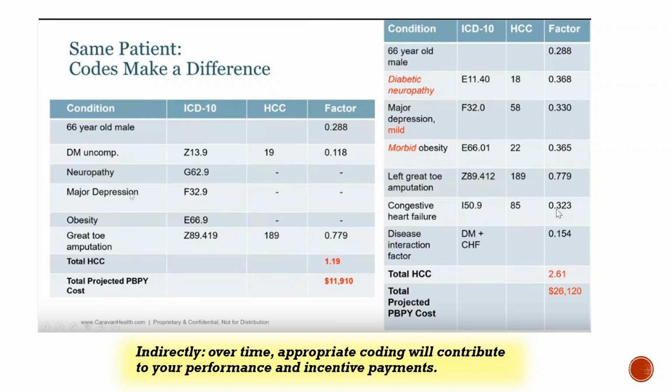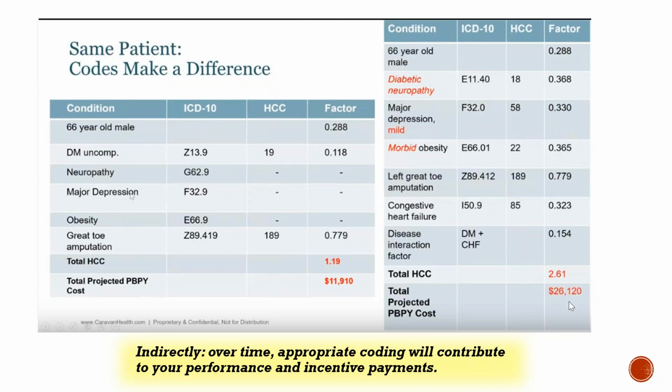But because we added it onto his visit this time, Medicare came in and gave us this disease interaction factor of 0.154 for the interaction between his two chronic diseases, his diabetes and his congestive heart failure. So now this guy has a 2.61 total risk score, more than twice what he was before. Same patient, basically same diagnosis. We just coded to the highest level of specificity, highest complexity for these diagnoses.